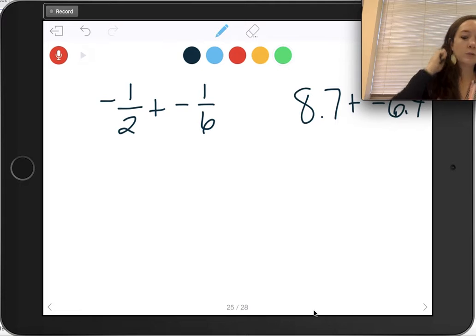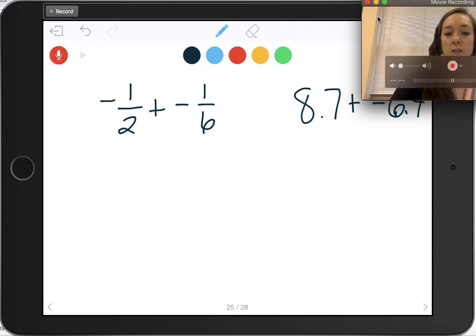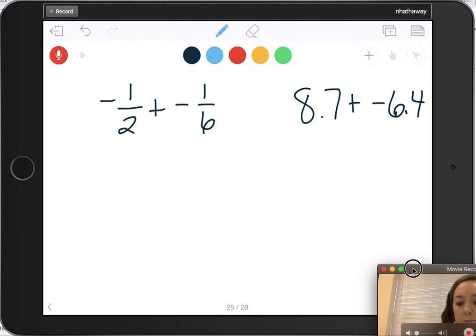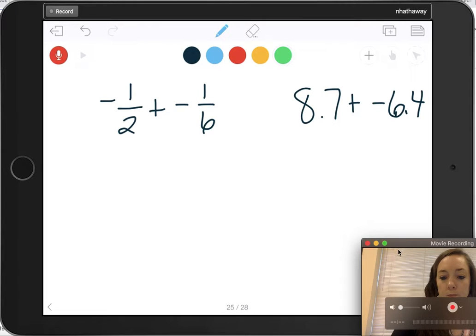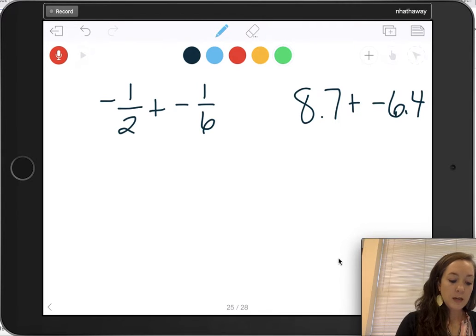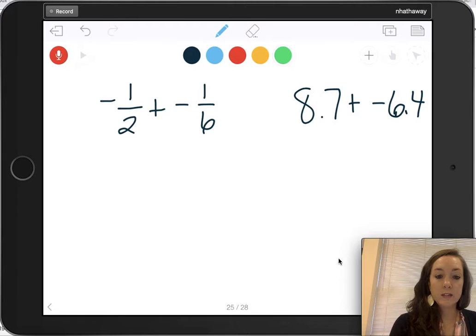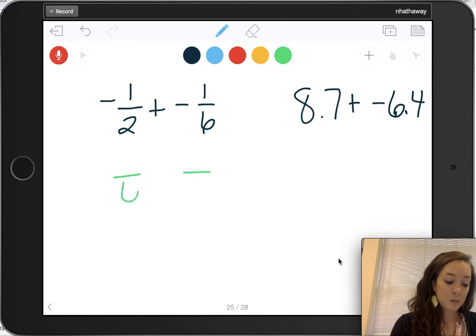Let's do 2 examples with decimals and fractions. Negative 1/2 plus negative 1/6. First thing I need to do is find a common denominator before I do anything else. So, I know 2, 4, 6. I know that 6 would be my common denominator.